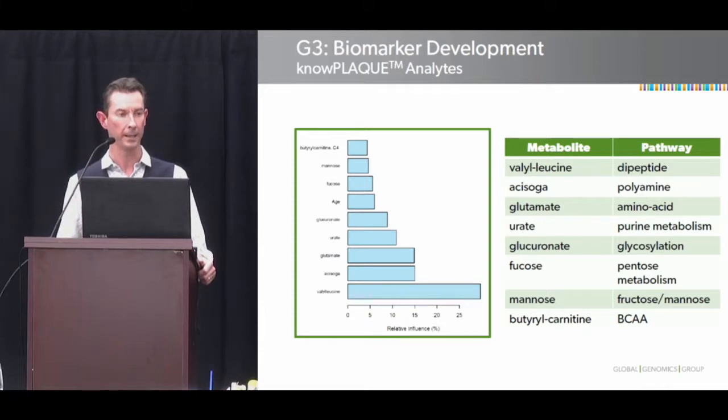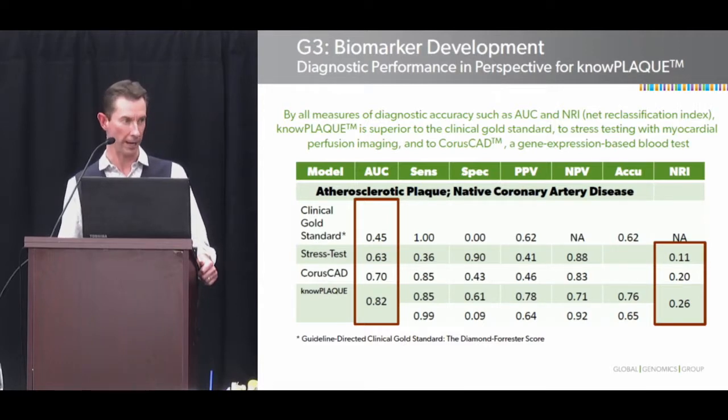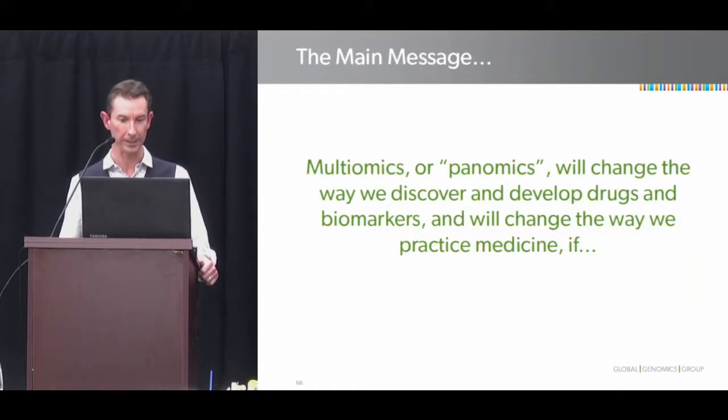Out of about 1,200 different small molecules we measured with mass spectrometry, we identified 8 small molecules that are combined into an algorithm. That algorithm has a very high negative predictive value in patients with chest pain and an area under the curve over 0.8. To put that into context, that is much higher than, for example, nuclear stress testing, and much higher relative to some of the other products on the market today, including Corus CAD, which I helped develop on the basis of gene expression.